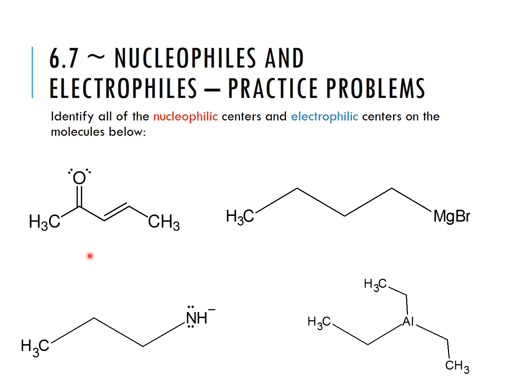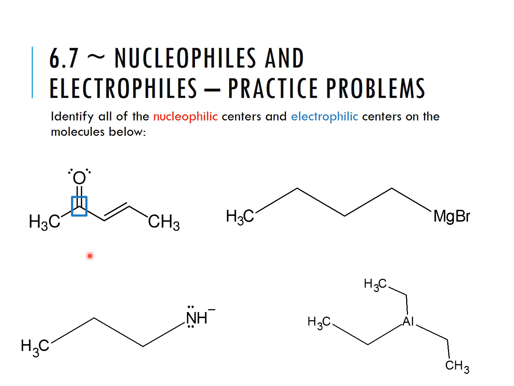So within that structure there are not any unfilled octets, but we do have a partial positive carbon because it's bonded to that electronegative oxygen. So that's our inductive effect. And then if we look for our nucleophilic centers, we're going to have quite a few in this structure.